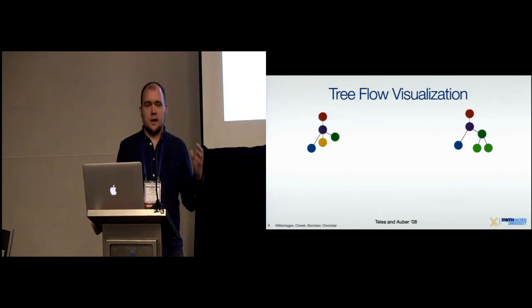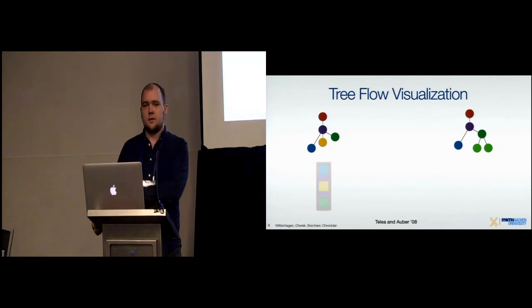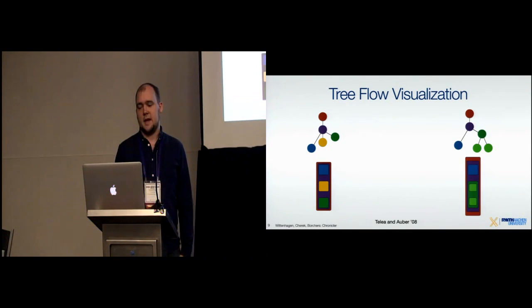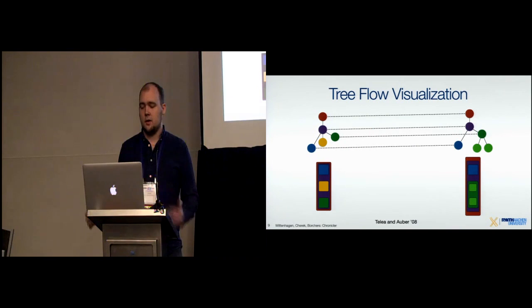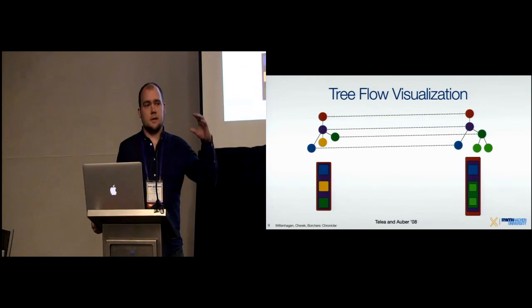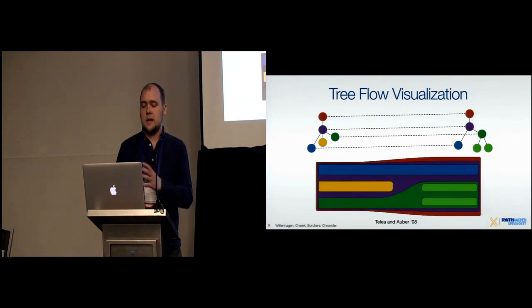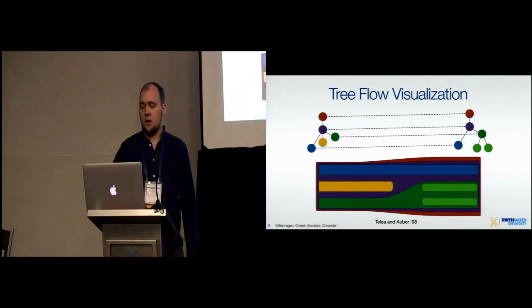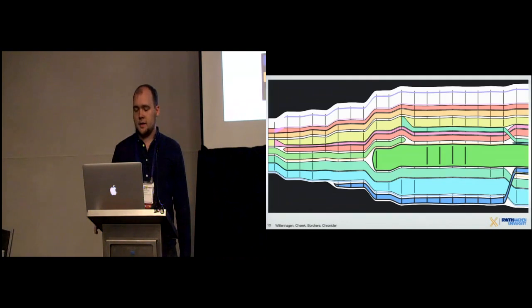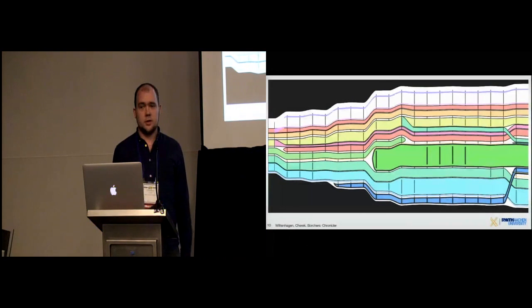So what we create is, for each of these trees, a one-dimensional representation. And as we have the connection, because we matched the nodes, what we now do is create cubic Bezier curves between these one-dimensional representations. So now we get a nice flow visualization of how the code actually evolved over time. And this is what it looks like in our tool.